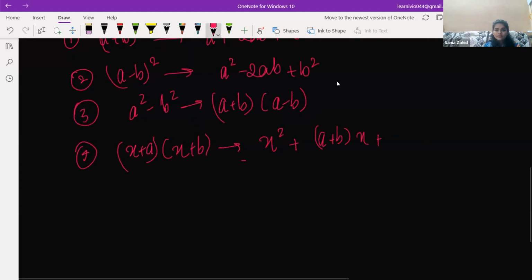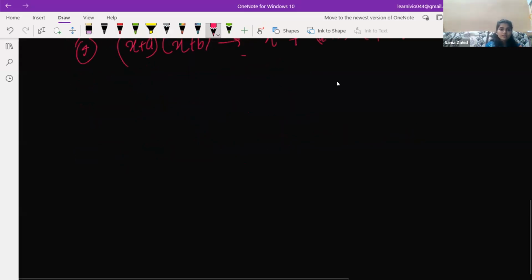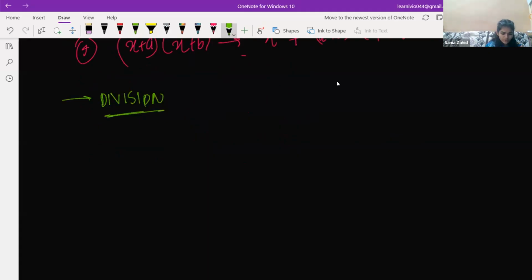Okay, so we come to the next topic, which is division of algebraic expressions. In division, first of all, we have dividing a monomial with a monomial. Let's suppose you have a question, 7x square y square z square divided by 14xyz. So how do you solve this?